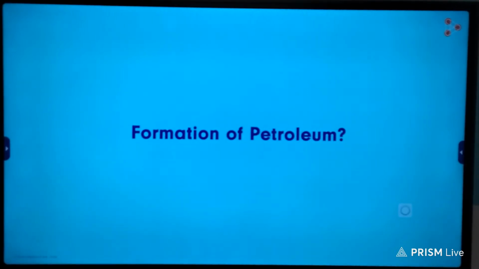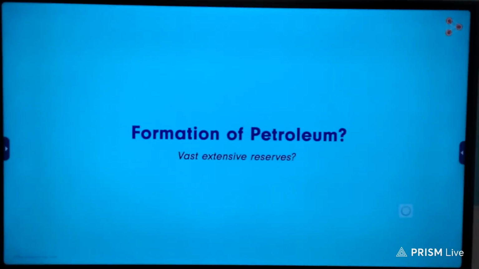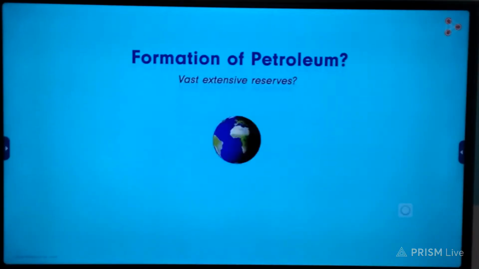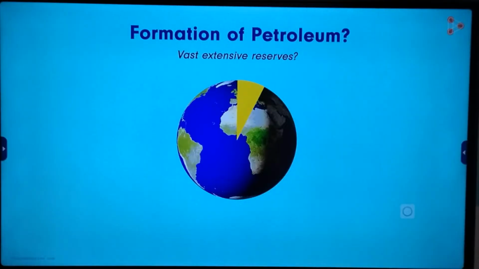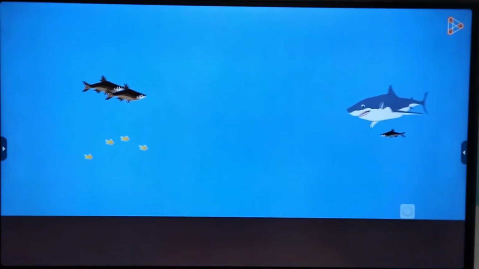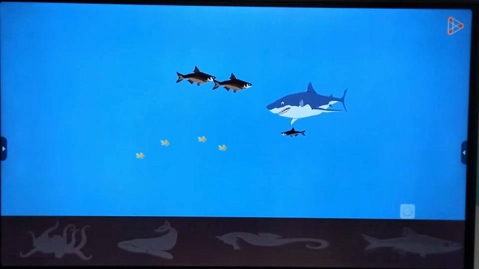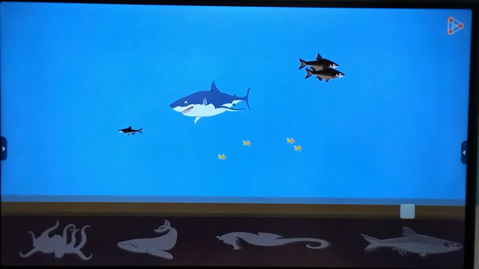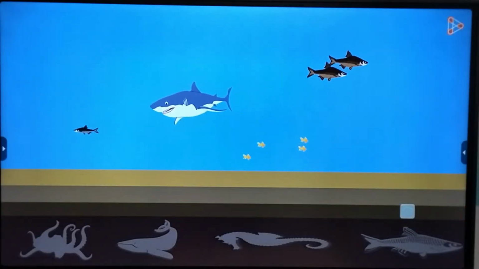How is this invaluable resource formed? Do we have vast extensive reserves of this precious fuel? Unfortunately, we don't. Petroleum is found in limited reserves on the earth. But how did petroleum come into existence? Petroleum is found in the oceans and in the sea. It was formed when aquatic organisms died and their bodies settled at the bottom. These bodies were then covered with layers and layers of sand and clay. What happened then?